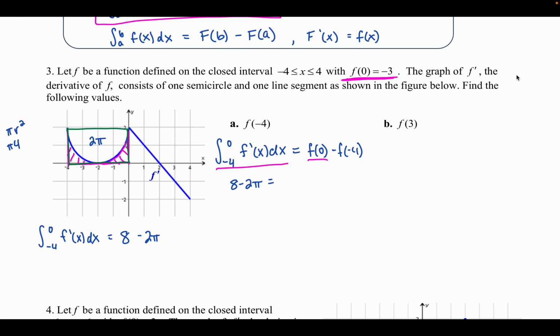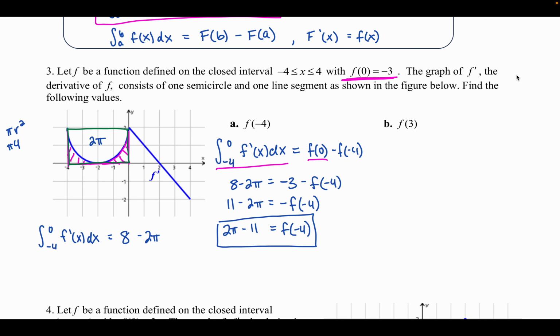I know that f of 0 is -3, and then I have minus f of -4. Okay, so I'm going to add 3 to this side. So I have negative f of -4. If I divide by a negative, then I'll get my f of -4. That'll just switch the signs on the other side. And there we have it.